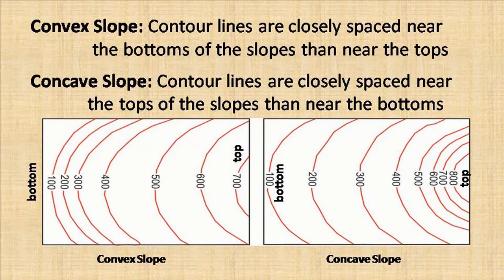On the other hand, in the concave slope, the contour lines are closely spaced near the top of the slope, then near the bottom. Here, this is the top of the slope. Here, why is it a top? Because the contour value is 800 here, and here at the bottom you can see the contours are widely spaced. This type of arrangement indicates concave slope.